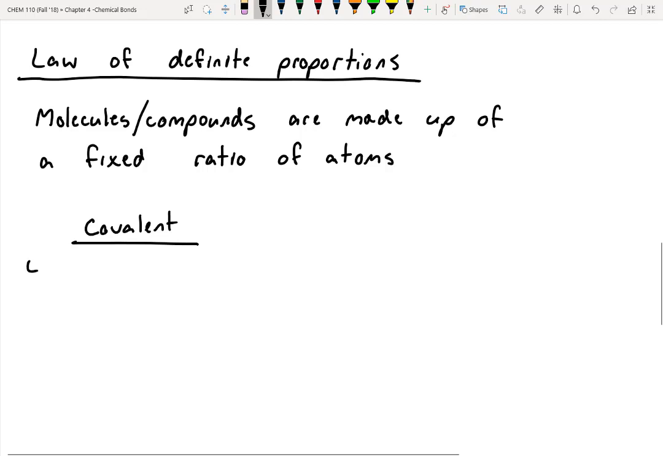And the example I told you just a minute ago was that water is always going to be 2 hydrogens bonded to 1 oxygen. Of hydrogen to oxygen.